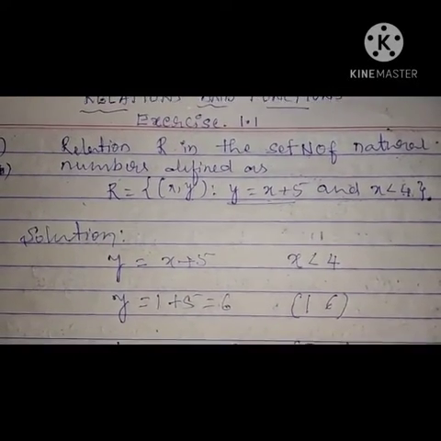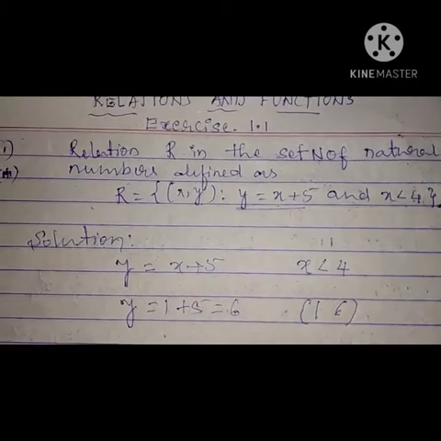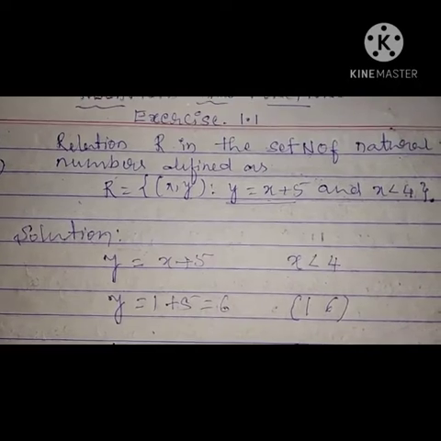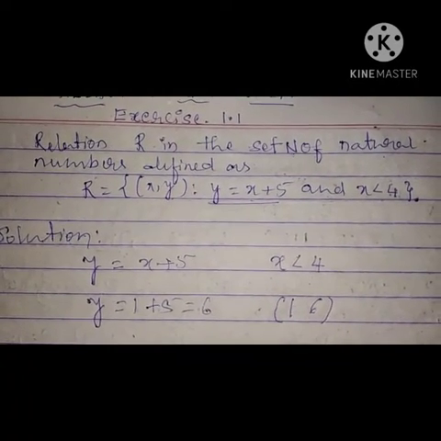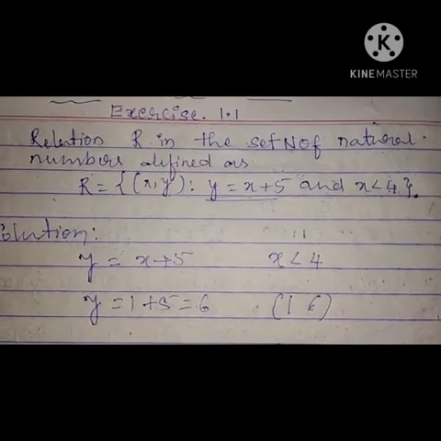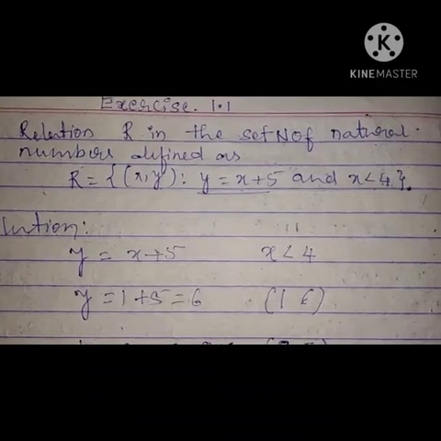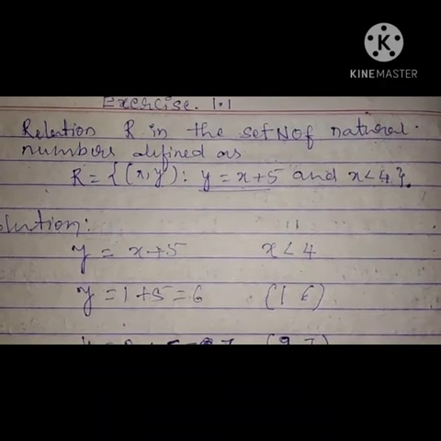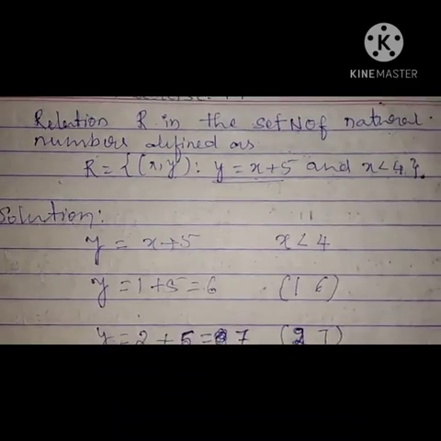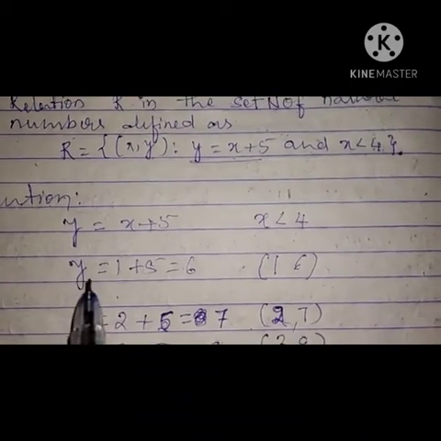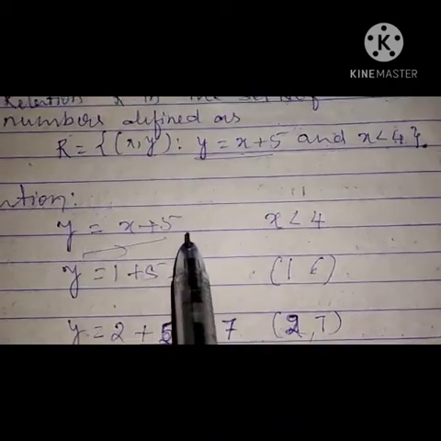Today I am going to solve exercise 1.1 of relations and functions. That is the first main, second question: a relation R in the set N of natural numbers is defined as R equals {(x, y) such that y is equal to x plus 5 and x is less than 4}. Solution: here you see the relation given, y is equal to x plus 5.